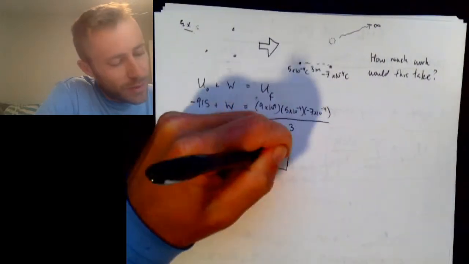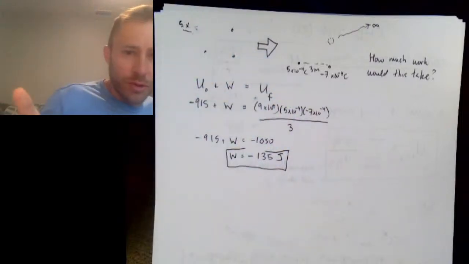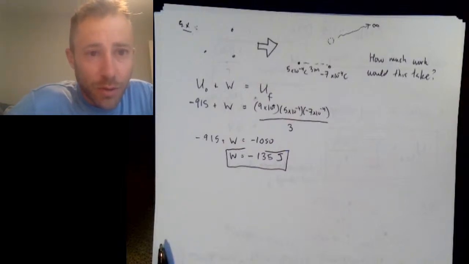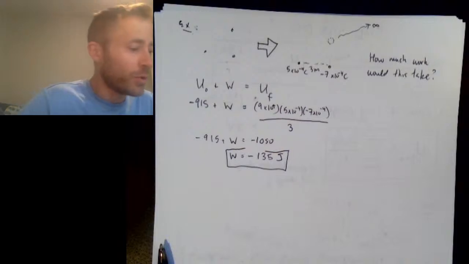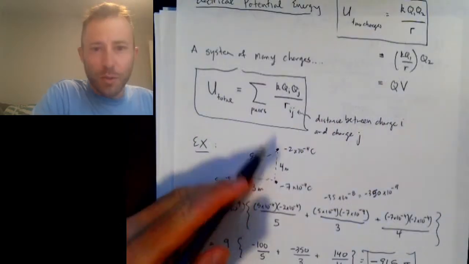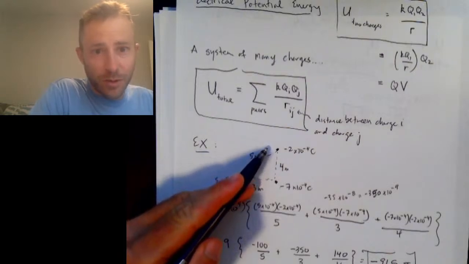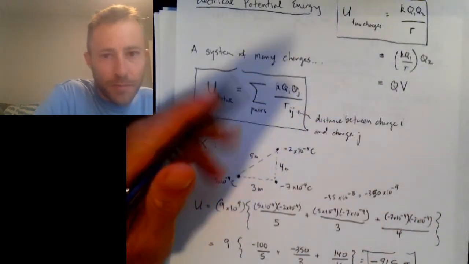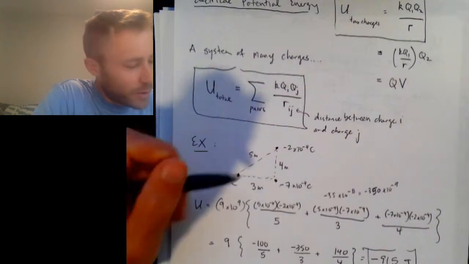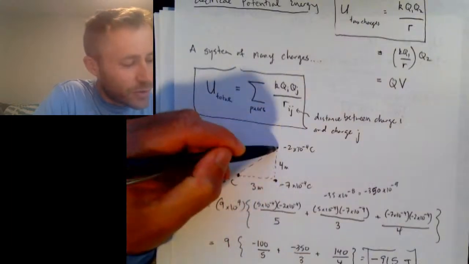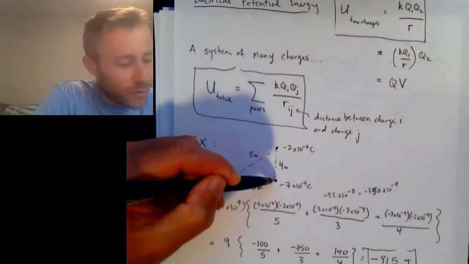What that means, so remember, if you do positive work, you are adding energy into the system. If you do negative work, you're actually receiving energy from the system. So because this is a negative amount of work, it means that this charge wants to leave. So in other words, you would have to hold it in place. It wants to go away. And I think it's pretty easy to see why. This charge is negative, and it's right next to another negative charge.